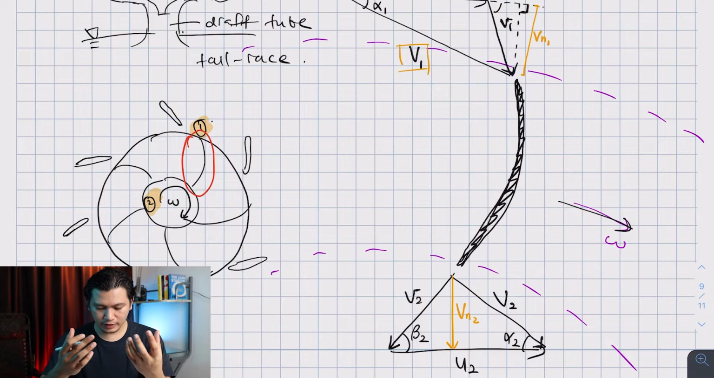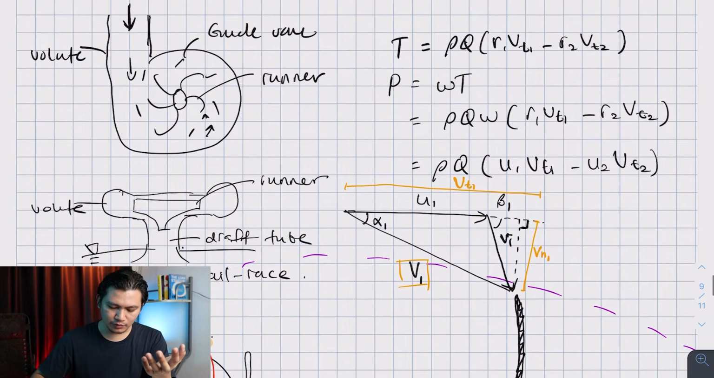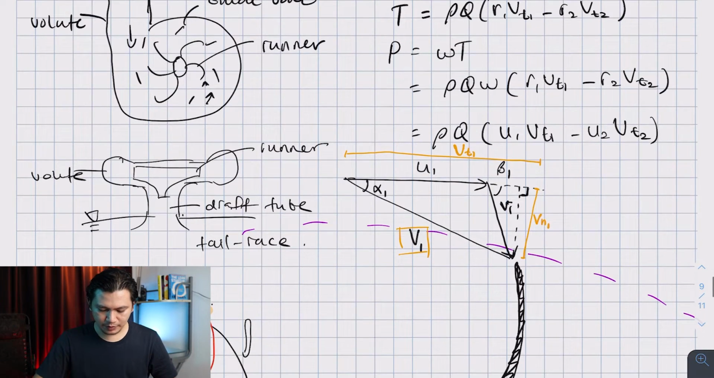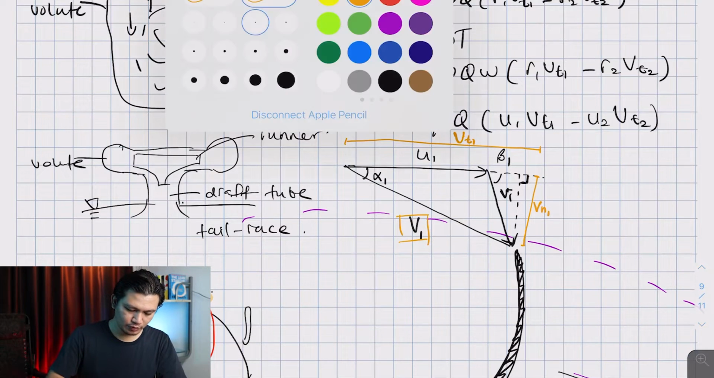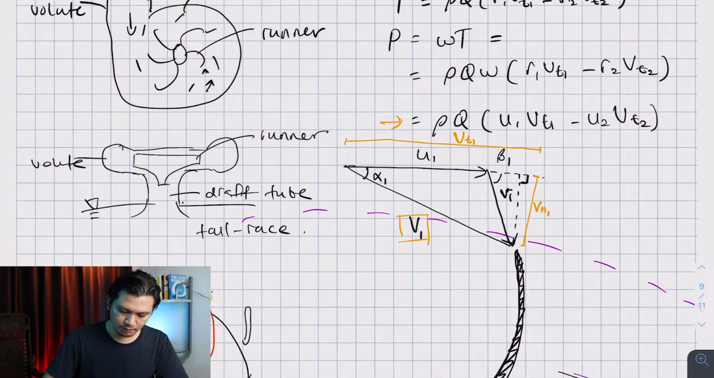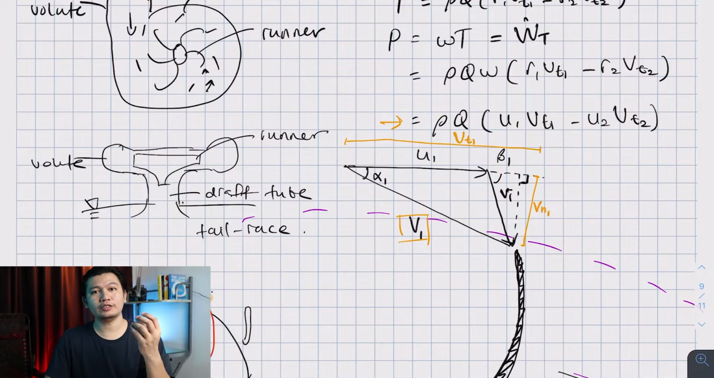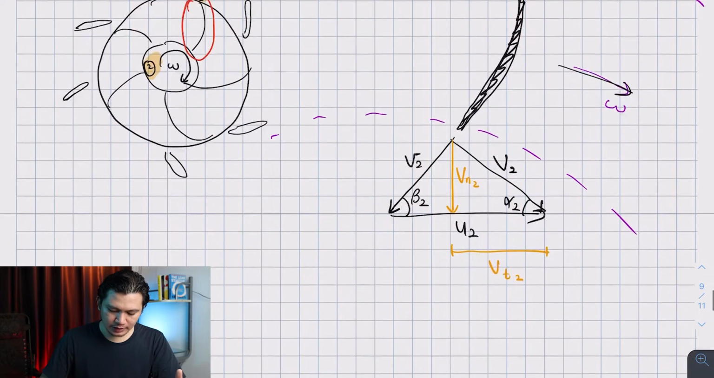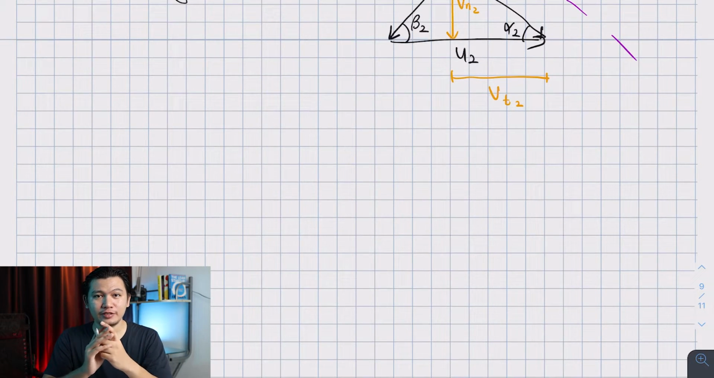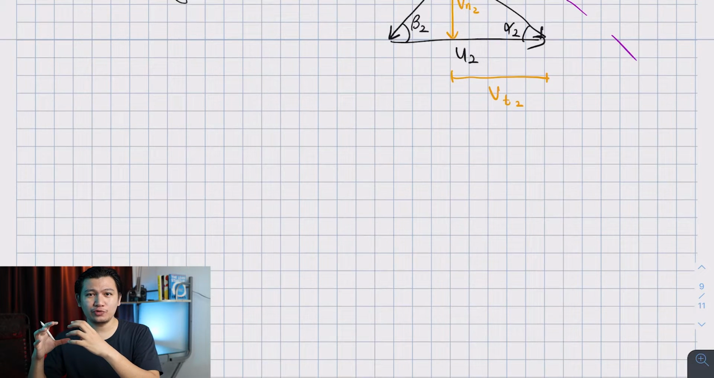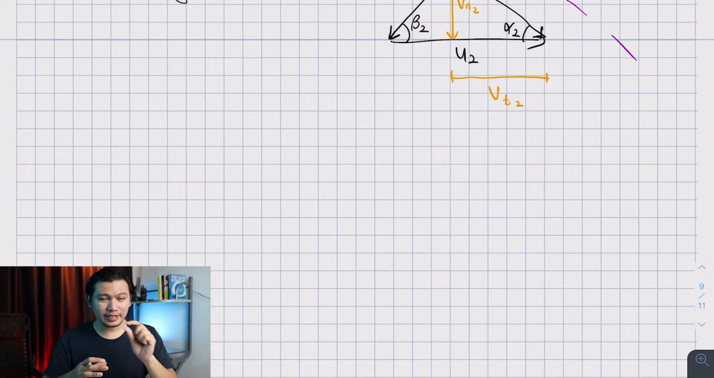Now I'm going to move a little bit further to continue our equation, that is P equal to omega T, and P equal to this equation, rho Q (U1 Vt1 minus U2 Vt2). Relative to the velocity triangle, now you know exactly where Vt1 and Vt2 are. This power is called the power at the turbine, which is W dot T. This is the actual power at the turbine. And similarly with the pump, we have the efficiency. When the energy is transferred between the fluid and the runner, some energy will be lost.